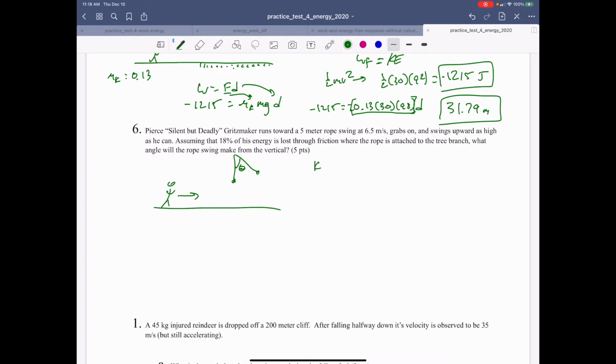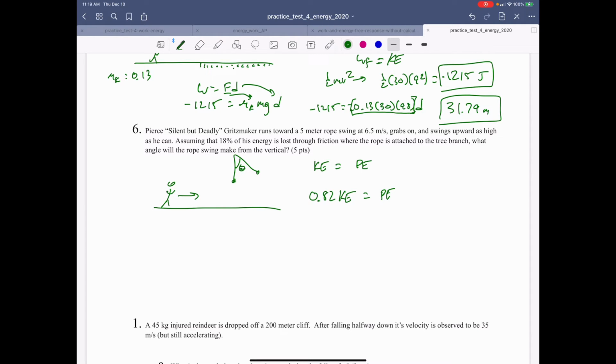Here we see that the kinetic energy is going to be transformed into the potential energy, but we are going to lose 18% of his energy. So if you lose 18% of your energy, it means you keep 82% of your energy. So 0.82, so 82% is 0.82 of his kinetic energy will be transformed into potential energy at the end.